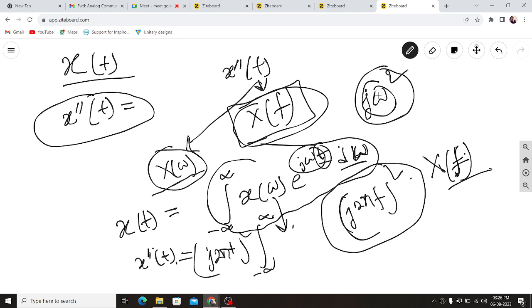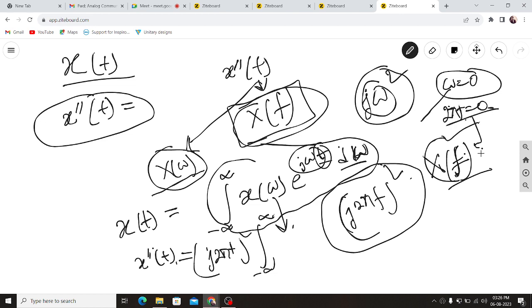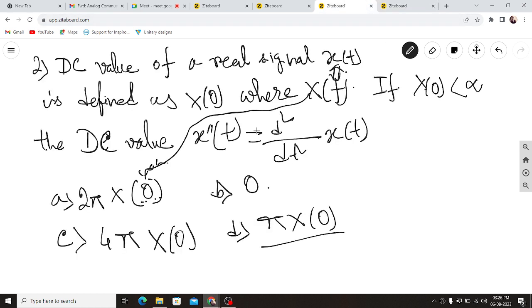So the question asks what is the value at omega equal to 0? Whatever the value of X is, it does not matter. It is just getting multiplied by a factor, and at 2 pi f equal to 0 that factor is 0. Anything multiplied by 0 is 0. So the right option is option B. Okay.